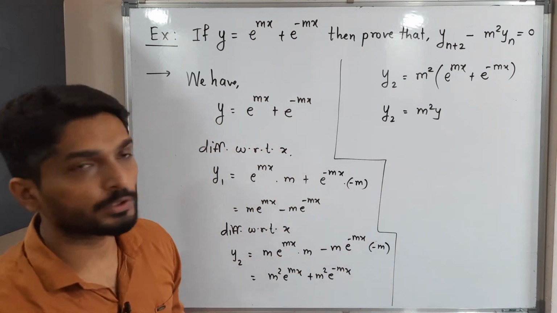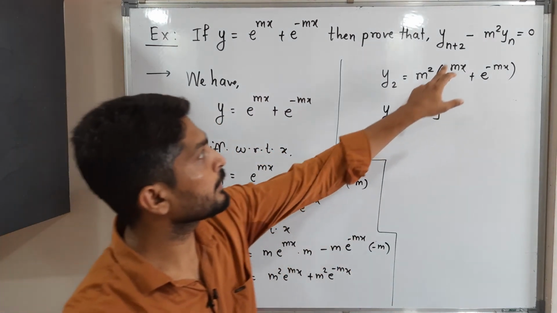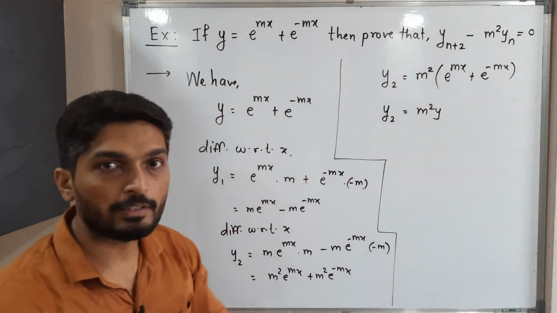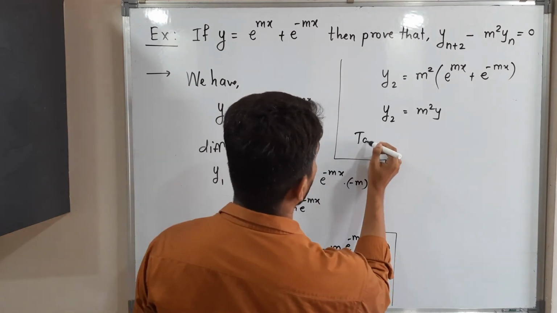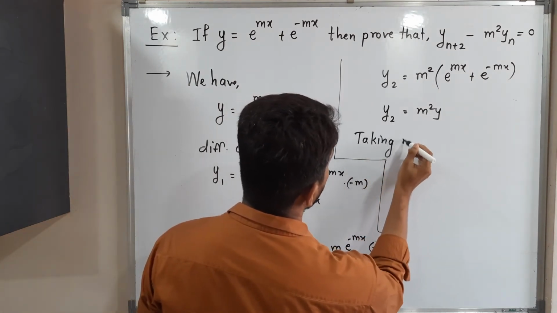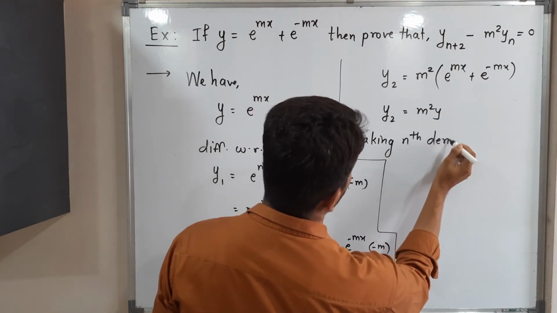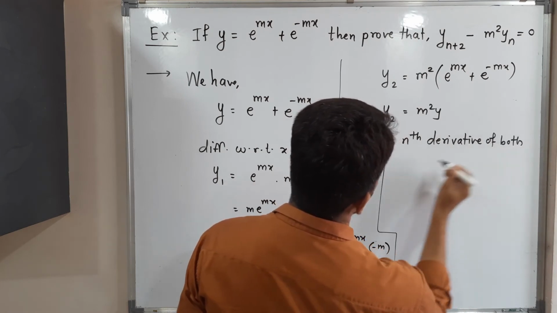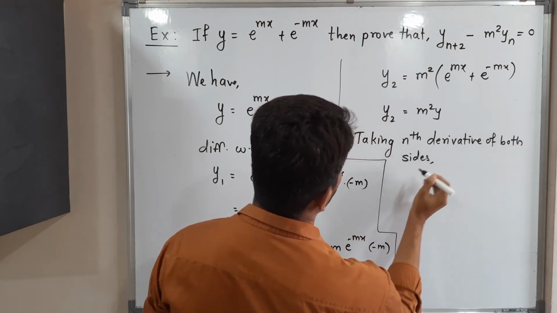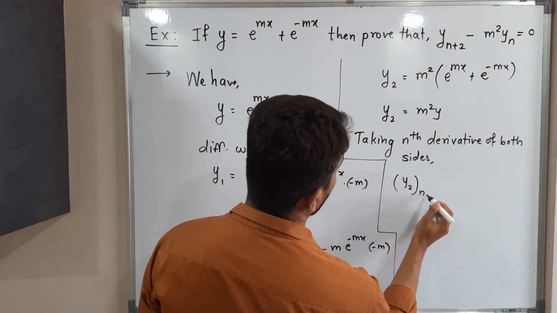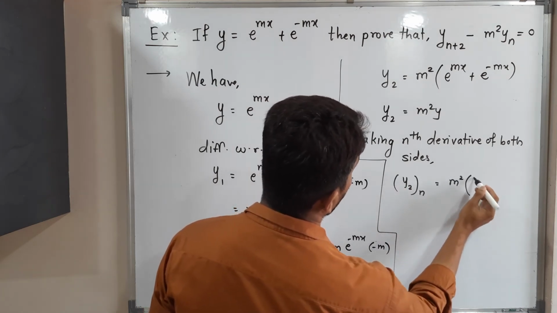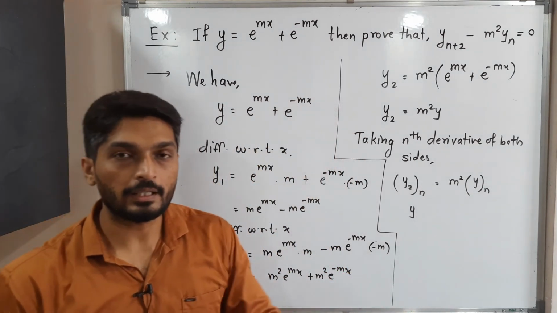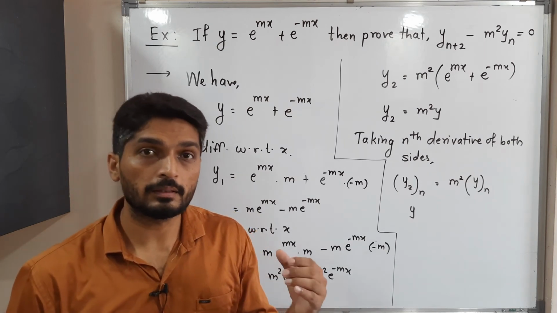Okay. So this is a very important thing we have got. As I told you earlier, we need to find the second derivative. Yes, we got it. Now I should take the nth derivative. Taking the nth derivative of both sides. See what you will have if you take the nth derivative. y2, I am taking the nth derivative. m square is constant, it will come outside the nth derivative. So the second derivative we already have, we are taking the nth derivative again. So we'll have the y n plus 2 derivative.